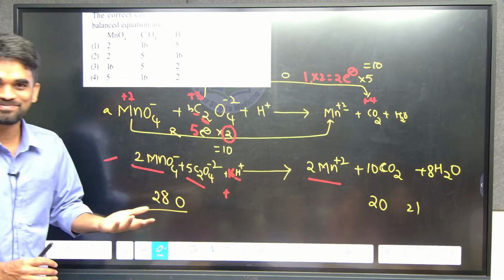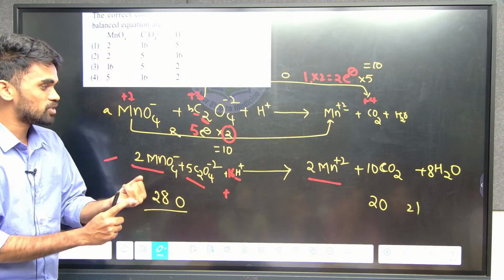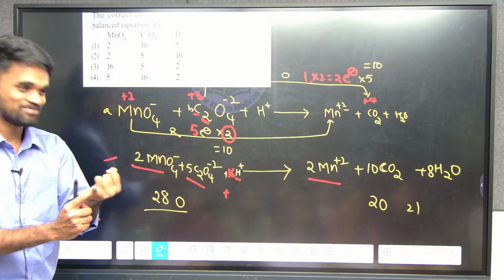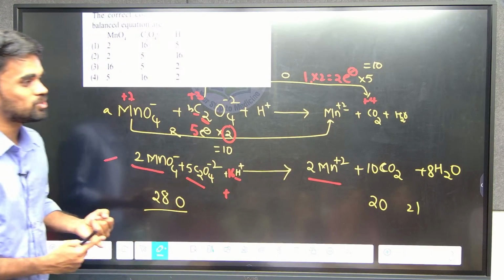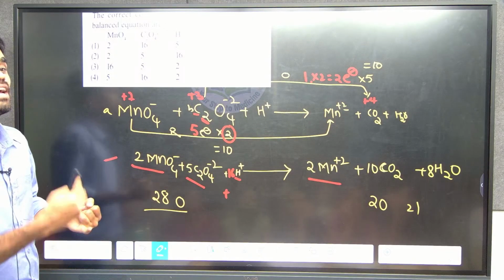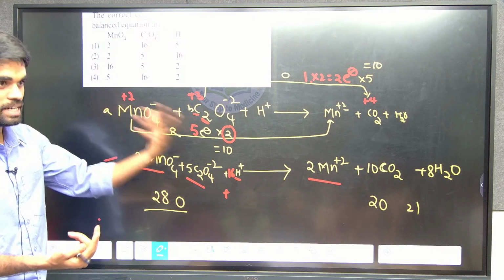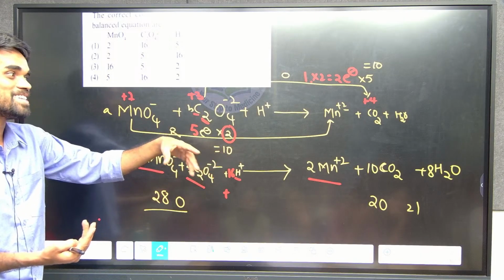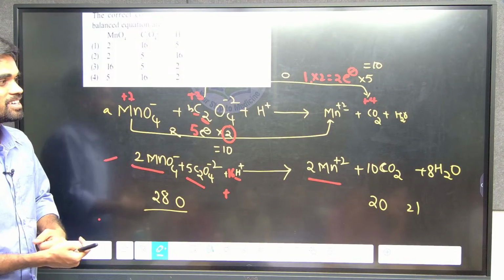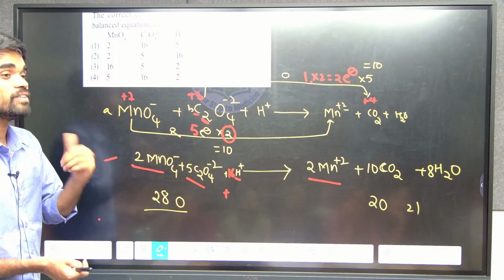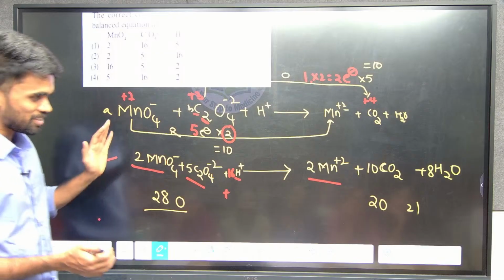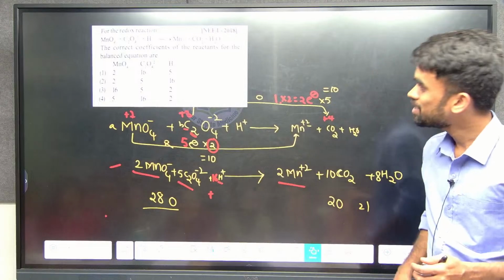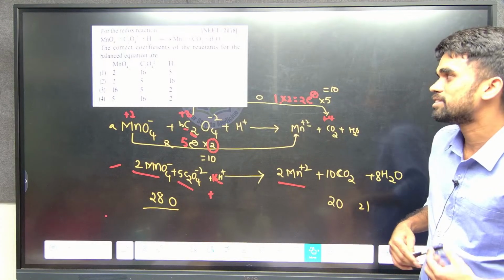Next, who is there? Oxygen and hydrogen. Now balance oxygens first. For balancing oxygens what to do? Wherever it is deficient, you add there. What to add? Water molecules. Now how to balance hydrogens? Adding H plus. That's it. Now what is your answer finally? Check this. 2, 5, 16. That's it.